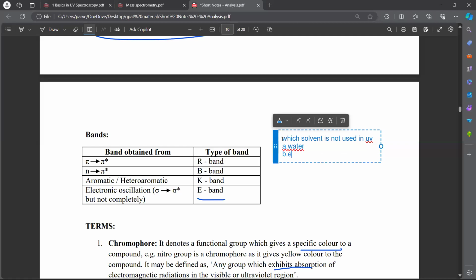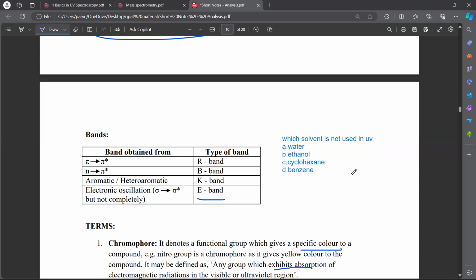Second one, ethanol. Third one, cyclohexane. D, benzene. Come on, guys, answer this question. Which solvent is not used in the UV? Everyone must answer this question. The 30 people present. Yeah, great, guys.